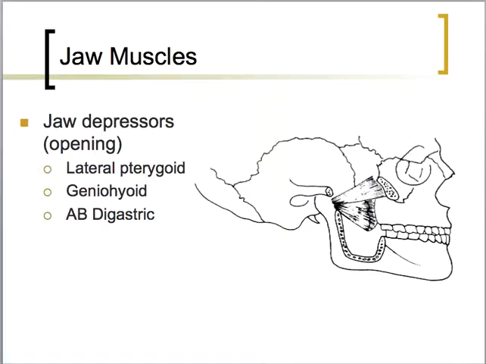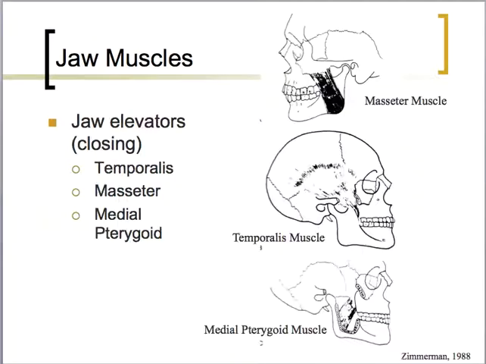Jaw muscles can be looked at as those that depress or open the jaw and those that elevate or close the jaw. Jaw depressor muscles include the lateral pterygoid, the geniohyoid, which we've already discussed, and the anterior digastric, which we already discussed. The jaw elevators, or the closing muscles, are the masseter, which is this really big muscle right here, the temporalis, which is this one right here, and the medial pterygoid, which is medial to the lateral pterygoid.